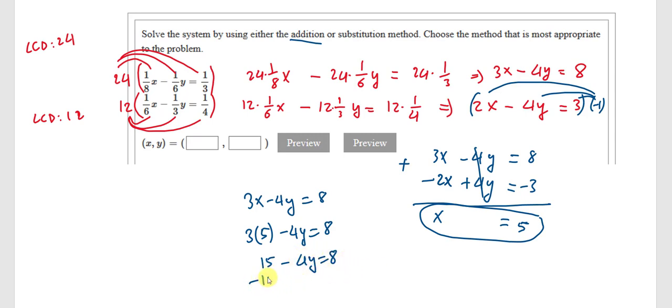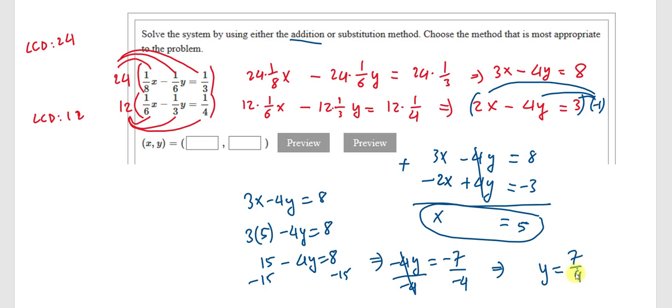And I subtract 15 on both sides. So I get minus 4y. And then the right side, 8 minus 15, that should be minus 7. And then to solve for y, we divide both sides by minus 4. Minus 4, so the minus 4s are gone. On the left side, y equals minus divided by minus becomes plus 7 over 4.